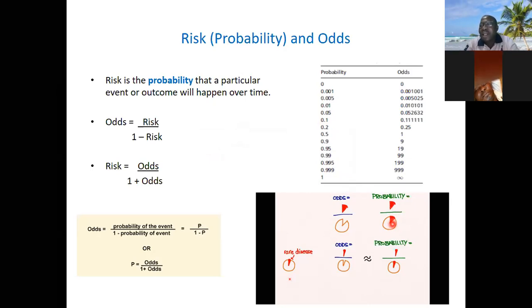If there are 10 and women constitute 6, you say 6 over 10. Even the 10 also, the women and the men are still there. So it's the same thing, that's the way you calculate probability. But odds, can you see? The probability over 1 minus.